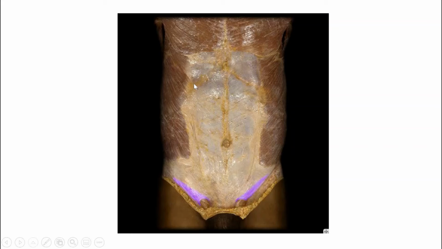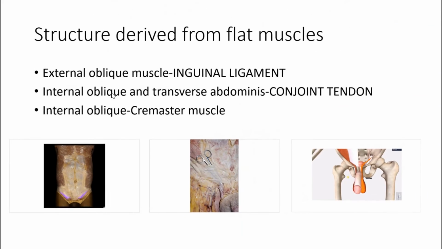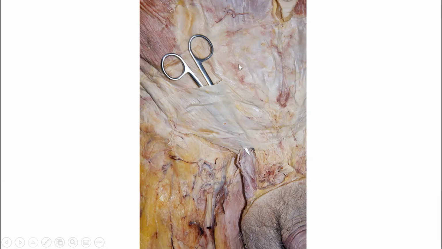So this is the external oblique muscle, aponeurosis, and the fleshy fibers. Aponeurosis anteromedially, fleshy fibers posteriorly. So here its lower free border forms the inguinal ligament. And then the conjoint tendon, which we already talked about.